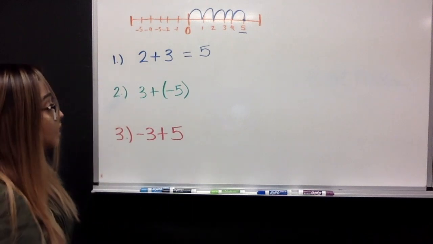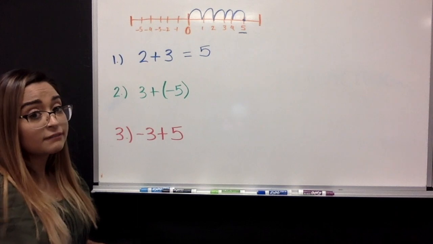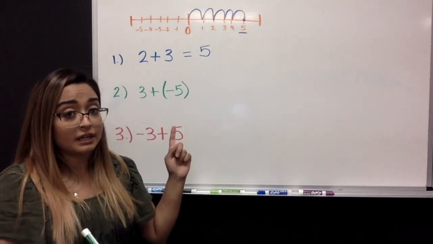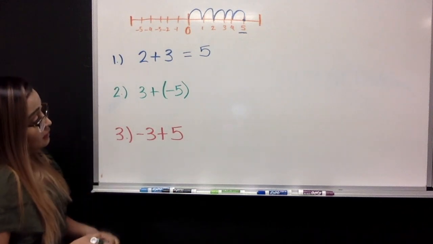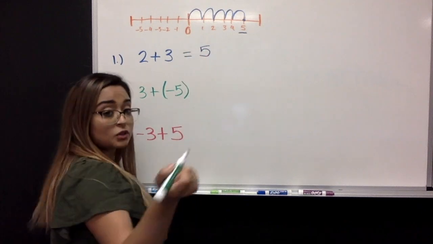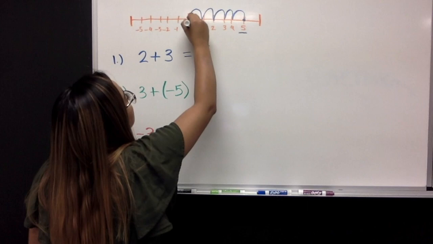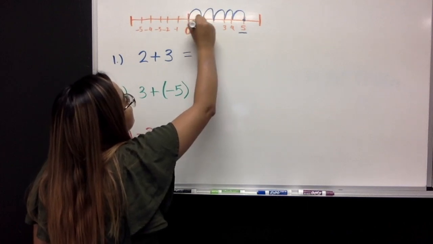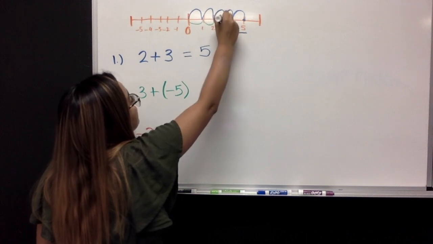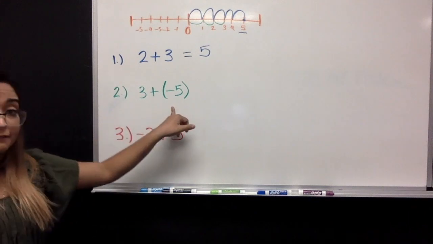Next up, we have 3 plus a -5. The -5 is in parentheses, so you know that the negative sign belongs with the 5, okay? So we're going to begin with 3. I'm using a green marker, and I'm going under this time. So let's go to 3. 1, 2, 3. Now, before I continue, -5.